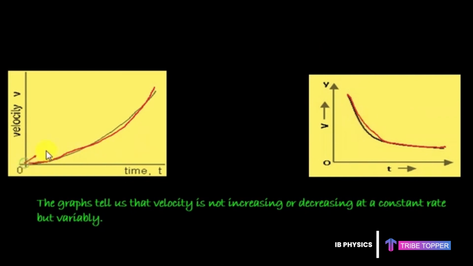Had it been like this or straight down, then that would have been a uniformly accelerated or uniformly retarded motion. But these two graphs tell us that the velocity is increasing or decreasing at a variable rate. So this is non-uniformly accelerated motion.